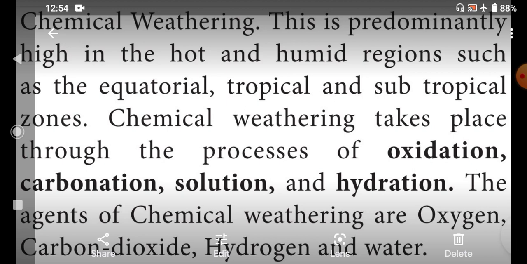Chemical weathering takes place through the processes of oxidation, carbonation, solution and hydration. And the agents of chemical weathering are oxygen, carbon dioxide, hydrogen and water.